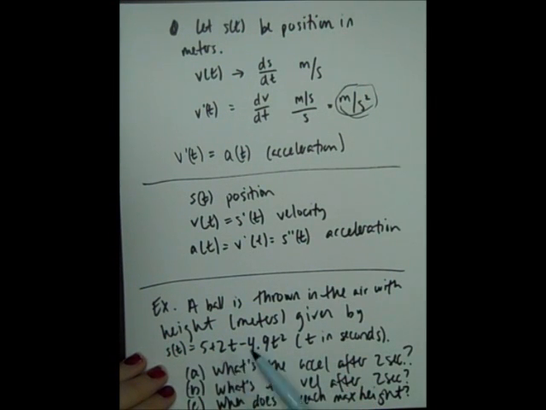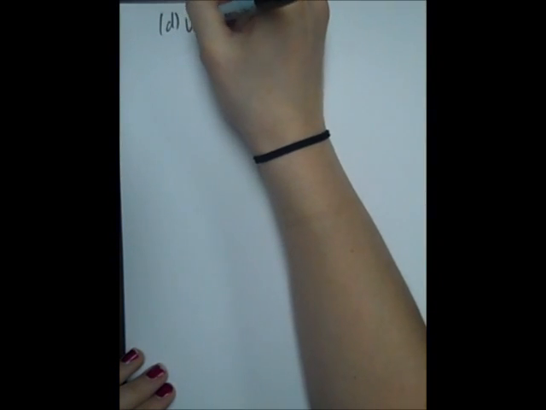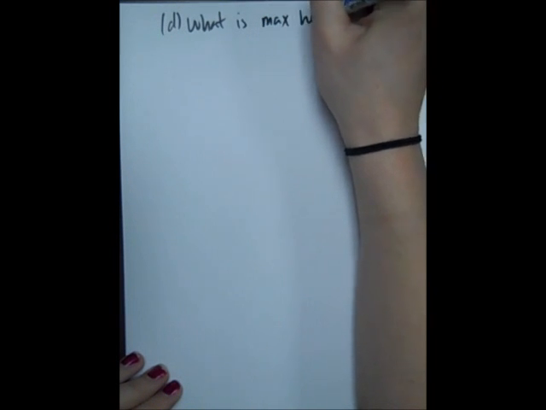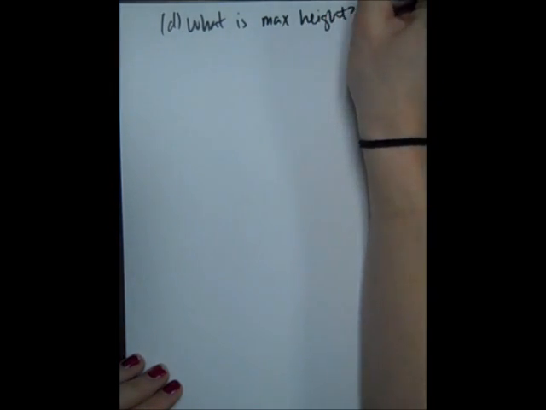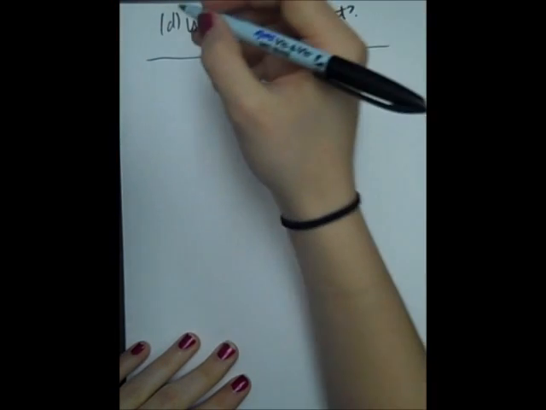in the air. The height's given by this equation. And we're going to know what's the acceleration after 2 seconds, what's the velocity after 2 seconds, when does it reach its maximum height, and what is the maximum height. Okay, so to answer these questions, especially since the first question is dealing with acceleration, we're going to need to find equations for velocity and acceleration. So let's do that first.